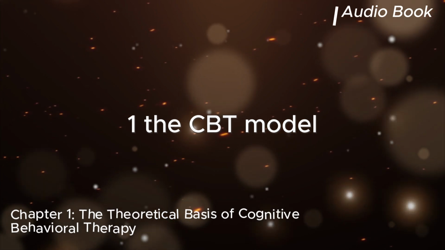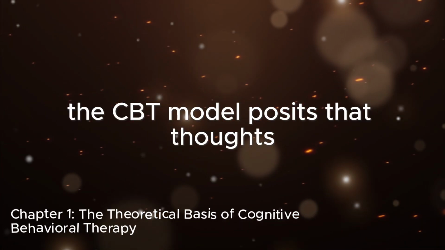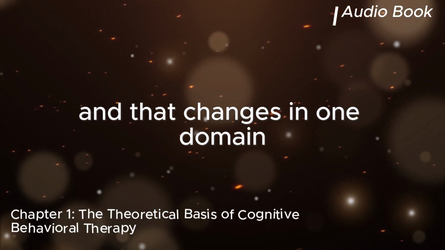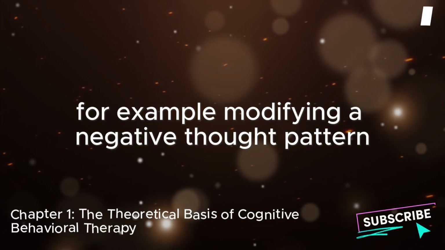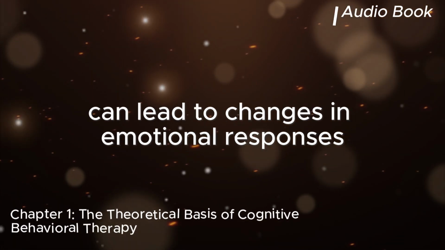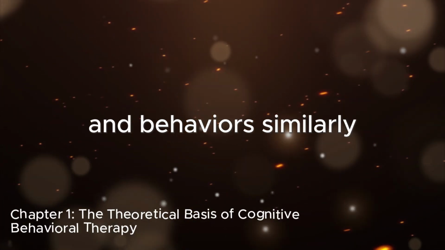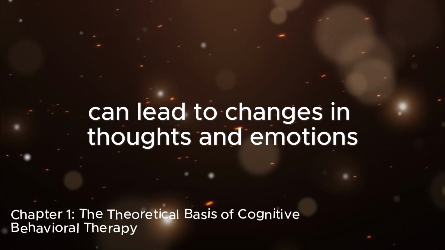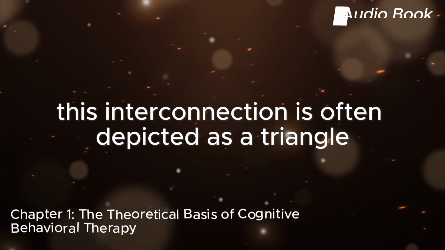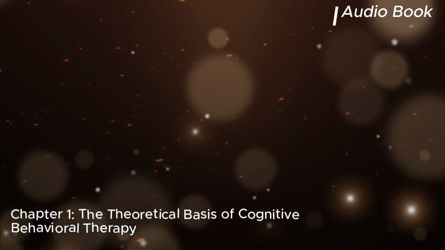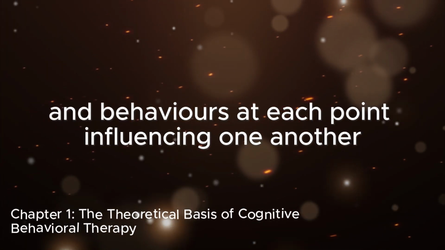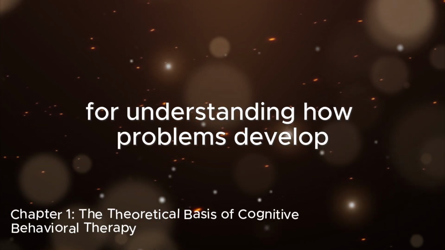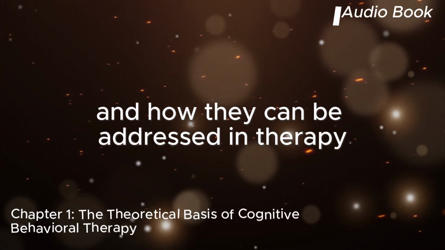1. The CBT model. The CBT model posits that thoughts, emotions, and behaviors are interconnected and that changes in one domain can lead to changes in the others. For example, modifying a negative thought pattern can lead to changes in emotional responses and behaviors. Similarly, changing a behavior, such as reducing avoidance, can lead to changes in thoughts and emotions. This interconnection is often depicted as a triangle, with thoughts, emotions, and behaviors at each point, influencing one another. This model provides a framework for understanding how problems develop and how they can be addressed in therapy.